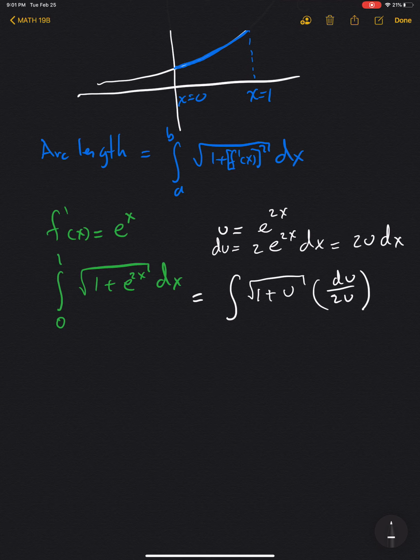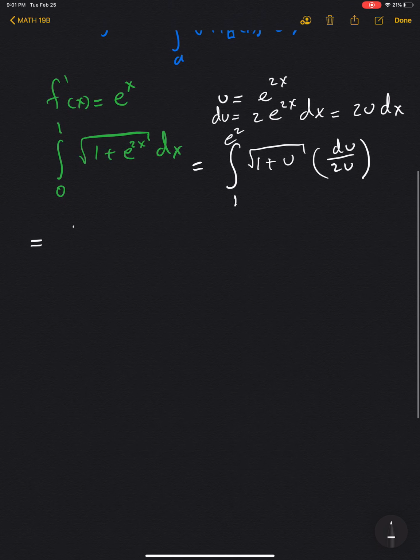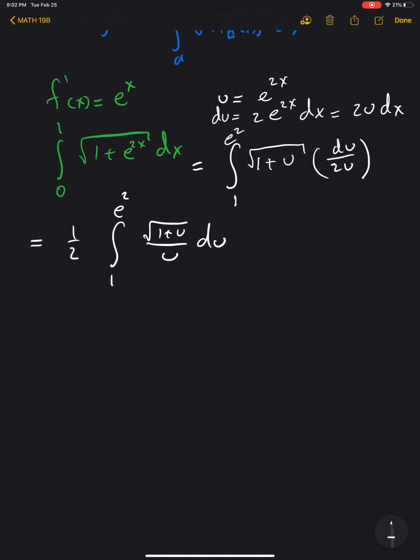Now we can also translate the limits of integration. For x equals 0, that gives us u equals 1, and for x equals 1, this gives us u equals e squared. So that means that we can write down the whole integral in terms of u, so that we don't have to go back to x whenever we finish. In other words, the expression that we have in here is 1/2 the integral from 1 to e squared of the square root of 1 plus u, divided by u, du.